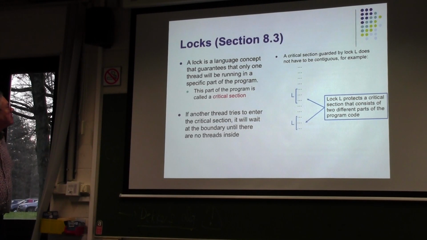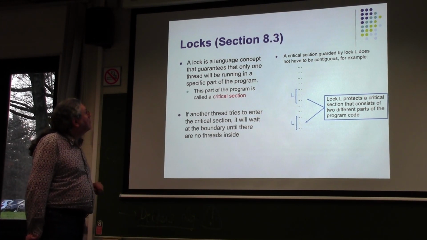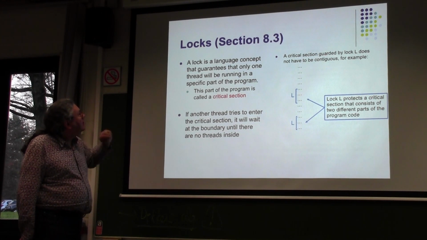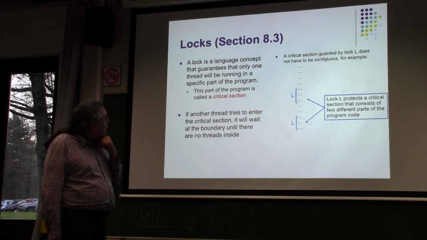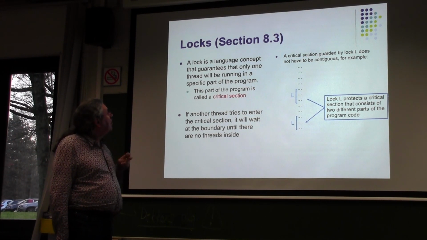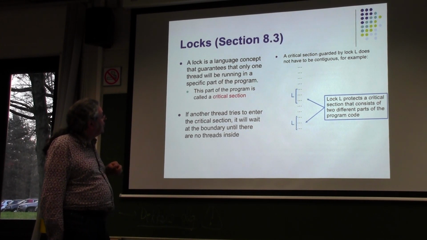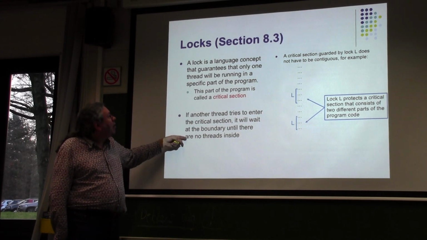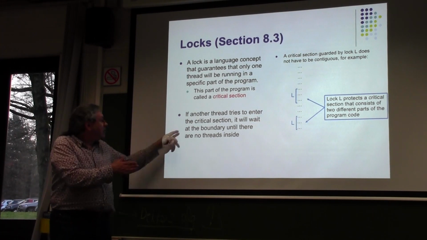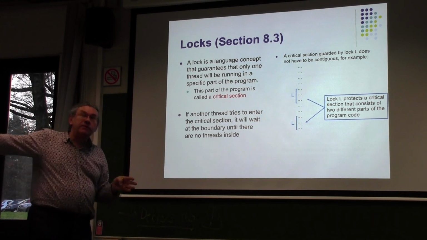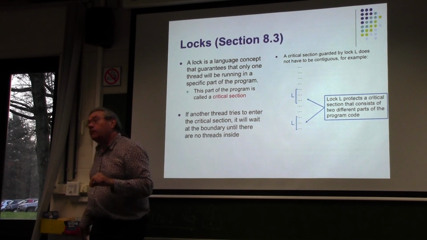Okay, locks. It's actually in the book if you want to see more, section 803. So a lock is a language concept that guarantees that at most one thread will be running in a specific part of the program. That part is called a critical section. If another thread tries to enter that part of the program, it will suspend. It will wait at the boundary until the thread that's inside leaves. And if you do that, then the action is atomic.